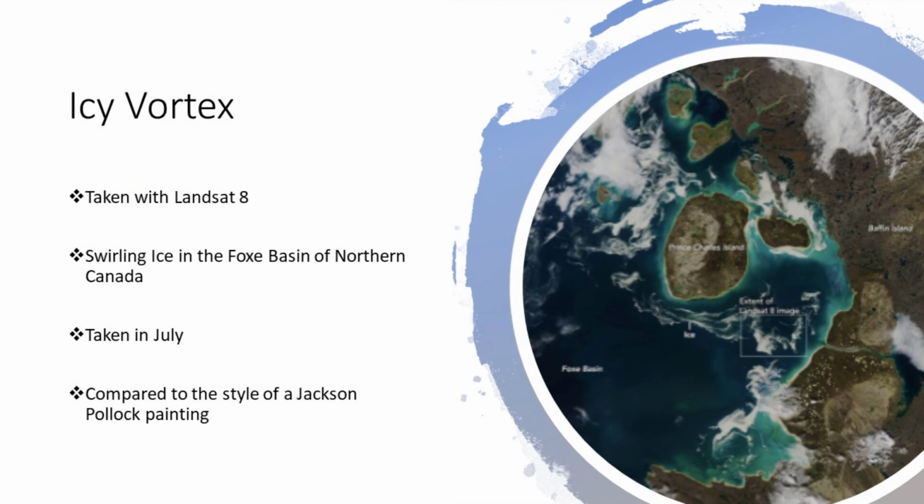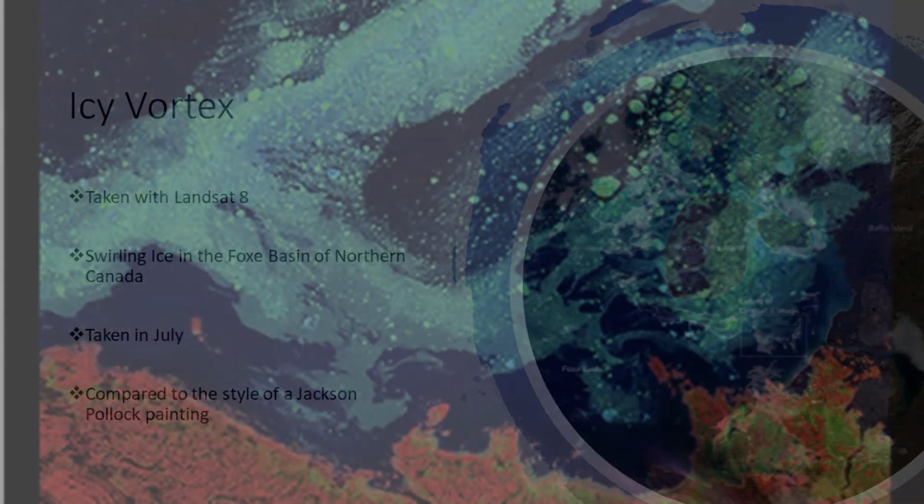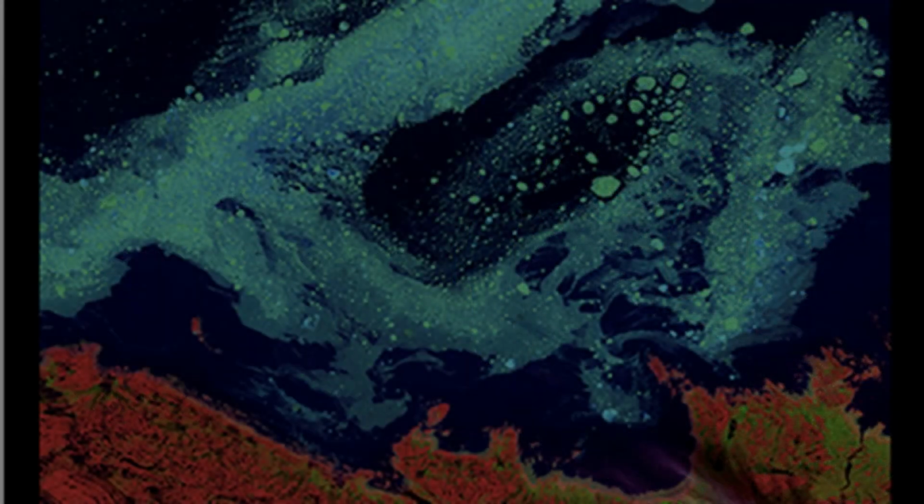So this is called the Icy Vortex, and it was taken with Landsat 8, and it's swirling ice in the Fox Basin of northern Canada. And what I found surprising about this was it was actually taken in July. The description on the website compares it to an imitation Jackson Pollock painting based on the loose style, especially towards the top with the green swirl.